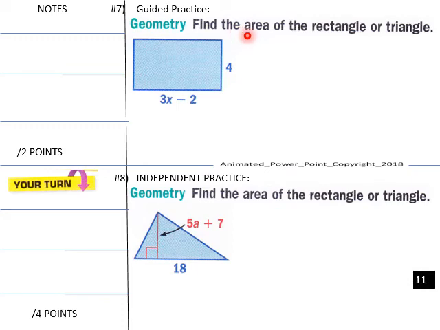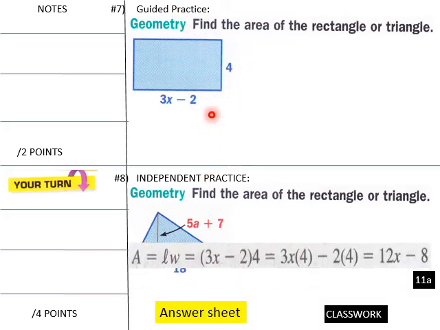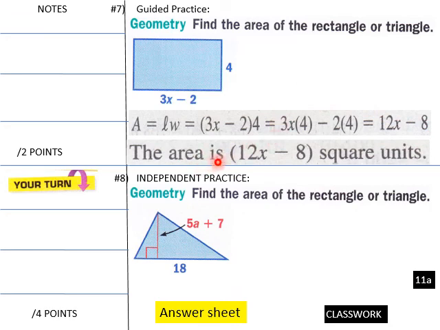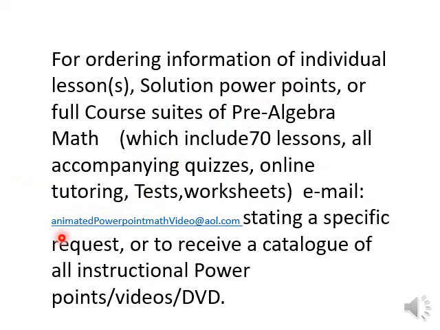So let's try to find the area of this rectangle. Then students, this is yours down here, the triangle. So doing our guided up here, the area of this rectangle, area equals length times width. So we have 3x minus 2 times 4. This becomes 12x minus 8. 3x times 4 is 12x. Negative 2 times 4 would be negative 8. And so the area is 12x minus 8 square units for this rectangle. And that's your lesson for today.